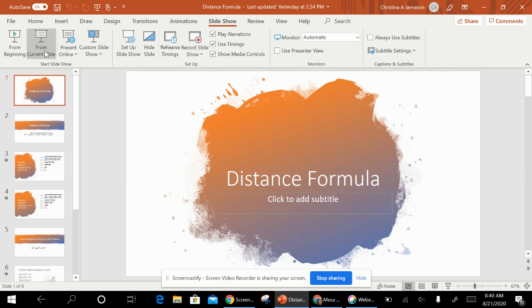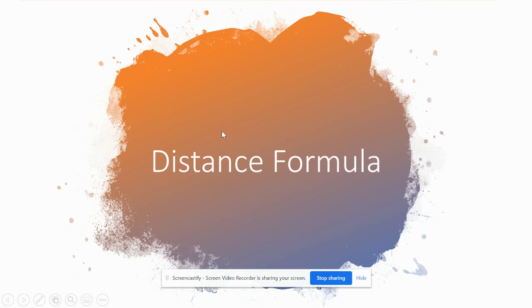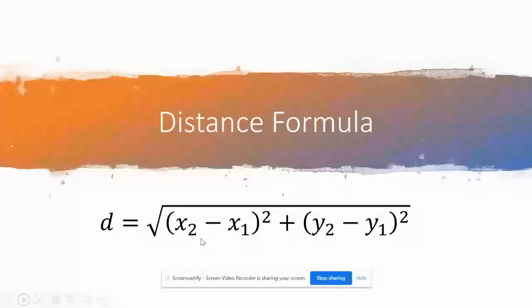Okay, everybody, so we are going to work on doing the distance formula. The distance formula is going to be the square root of x sub 2 minus x sub 1 squared plus y sub 2 minus y sub 1 squared. We are going to find the distance between these 2 points.